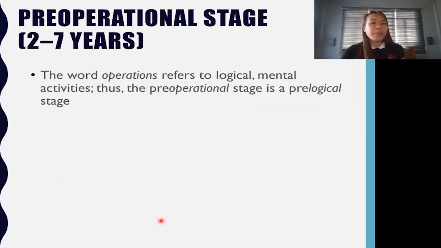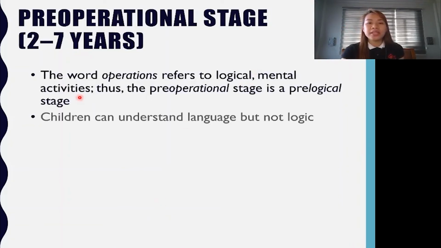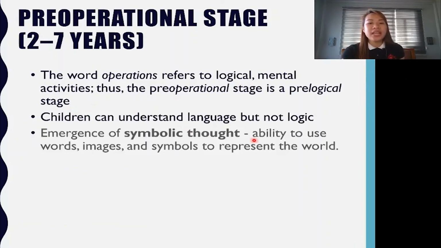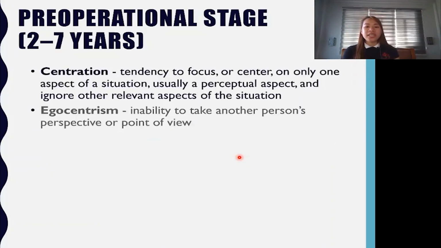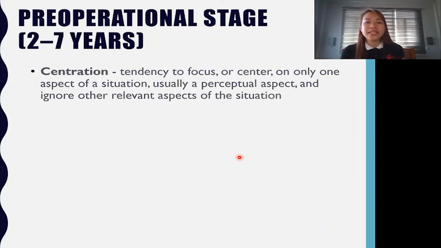Okay, pre-operational stage at 2 to 7 years old. The word operation refers to logical mental activities. Thus, pre-operational stage is pre-logical. They don't have logic yet. They can understand the language but not the logic. So, symbolic thought. They have the ability to use words, images, and symbols to represent the world. That is the pre-operational stage.